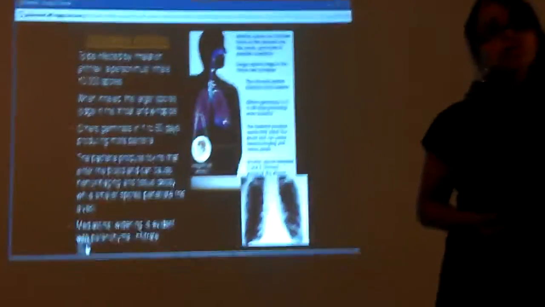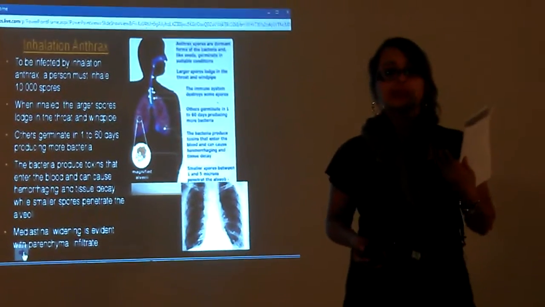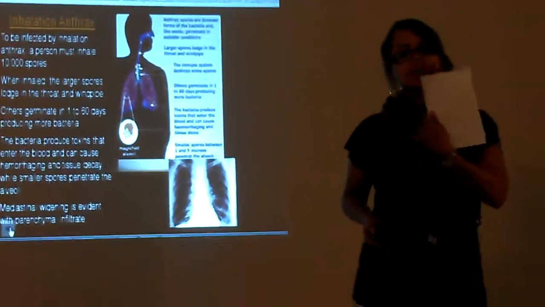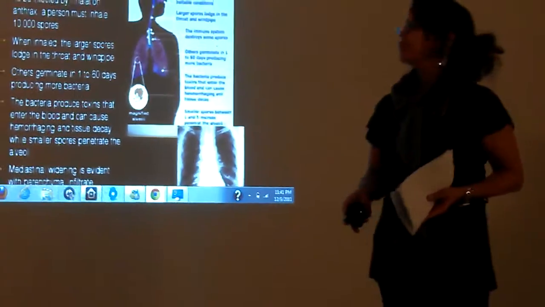The larger spores get lodged in the throat, and they start having a problem there. The smaller ones travel down the trachea into the alveoli, and that's when it starts penetrating and gives problems to the patients, and that's when we start seeing that respiratory distress.